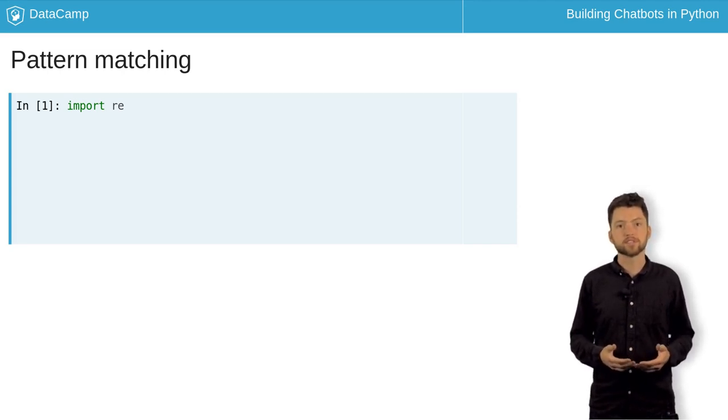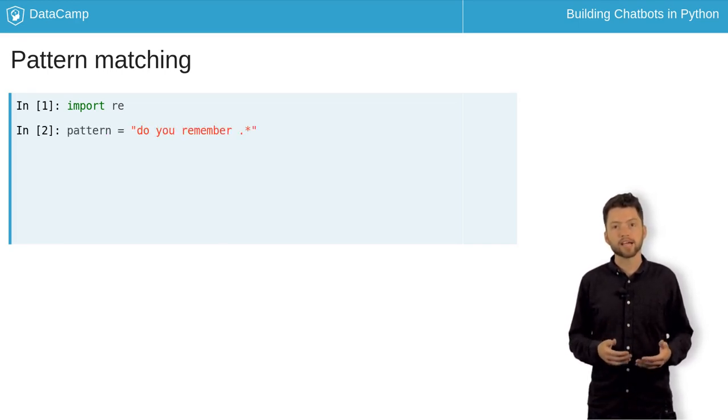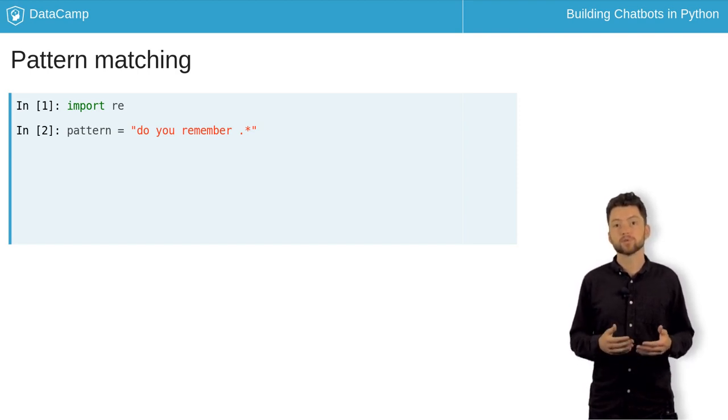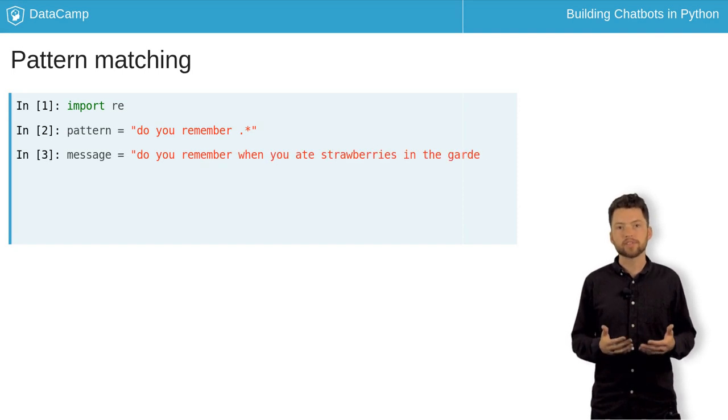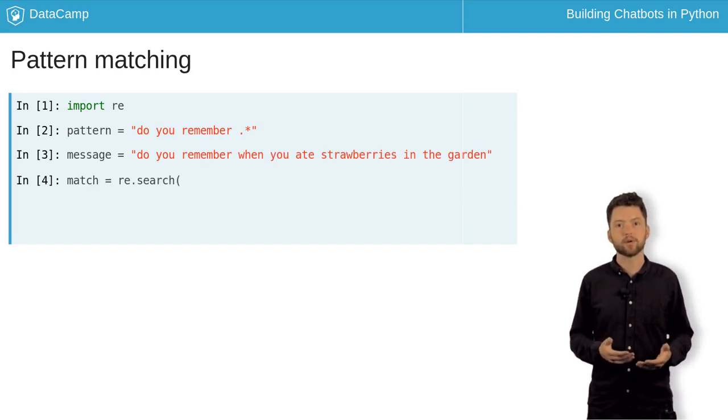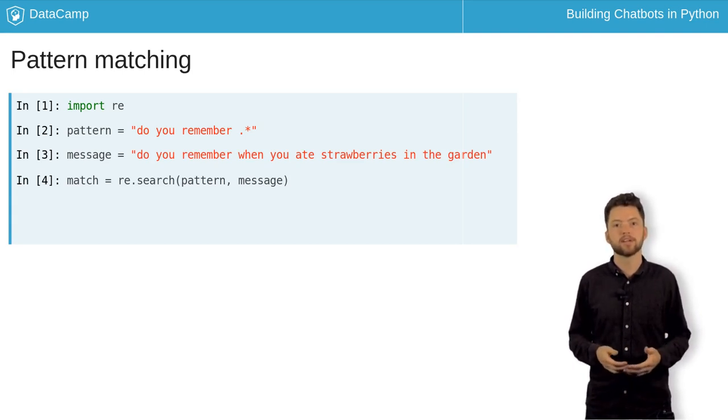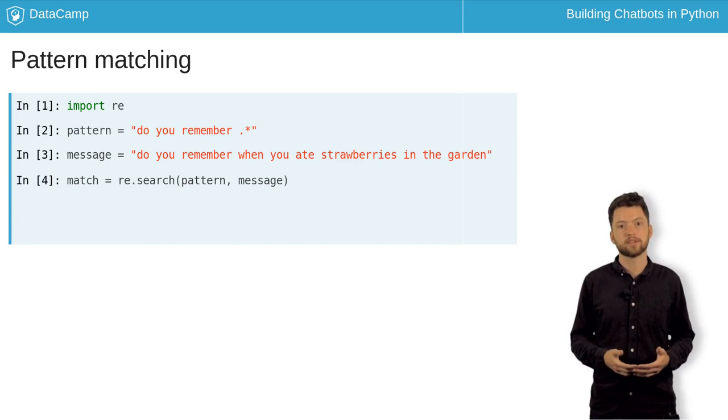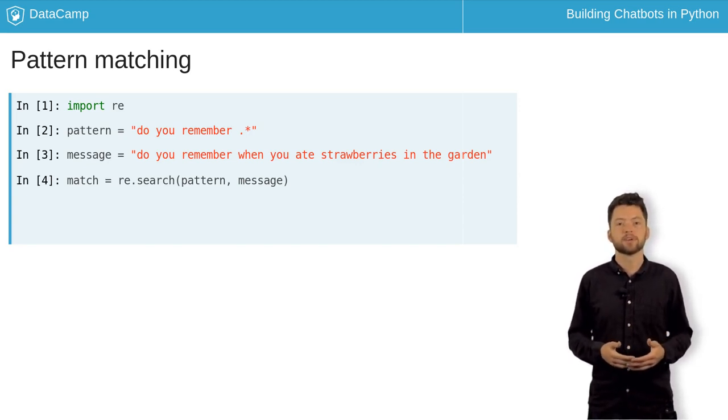In regular expressions, the dot character is special and matches any character. The asterisk means match 0 or more occurrences of this pattern. So dot star is basically a catch-all. It says match any string of characters. We can check whether a message matches a pattern by calling re.search(pattern, message). This returns a match object. If the string doesn't match the pattern, the match object will be None. So we can check if the string matches using a simple if statement.